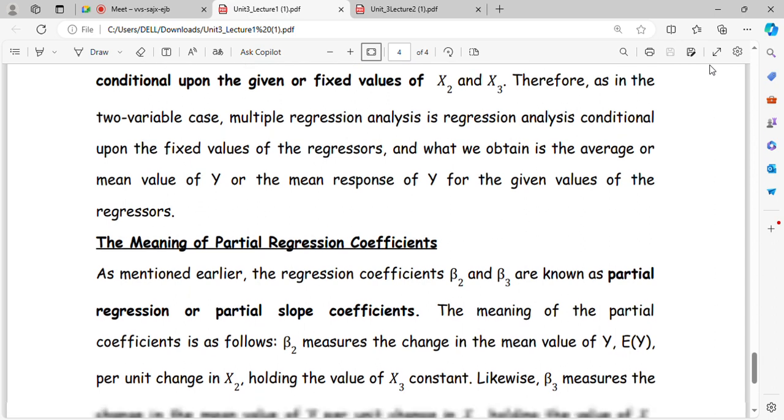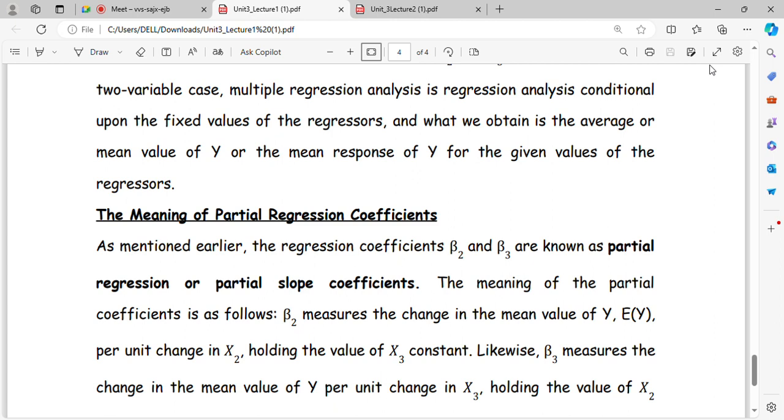Beta 2 measures the change in the mean value of y, that is expectation of y, per unit change in x2 holding the value of x3 constant. That means beta 2 কি দেখায় না in an average y কত চেঞ্জ করতে পারে due to 1 unit change in x3 keeping x3 constant. বোঝা গেছে? That's why যেহেতু আমরা x3 টাকে constant ধরে নিচ্ছি, just like we have understood about partial derivatives, this is also a kind of partial regression coefficients.